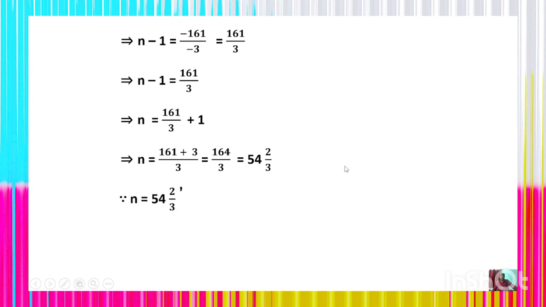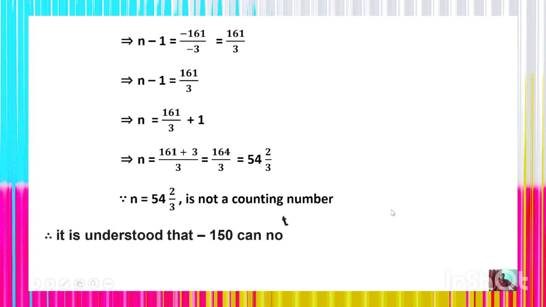So n minus 1 is equal to 161 upon 3, and n is equal to 161 upon 3 plus 1, after transposition, and n is equal to 161 plus 3 by 3, after addition we get 164 upon 3, which is 54 whole 2 by 3. Since n is equal to 54 whole 2 by 3 is not a counting number, and the number of terms, as all of you know, is always a natural number, it is clearly understood that minus 150 cannot be a term of the given AP.